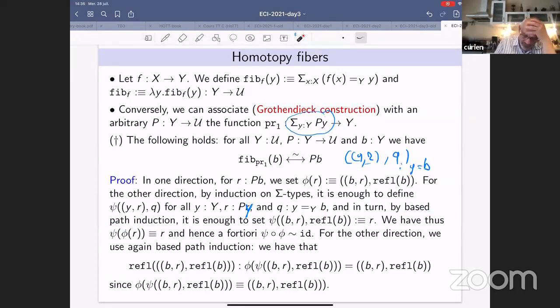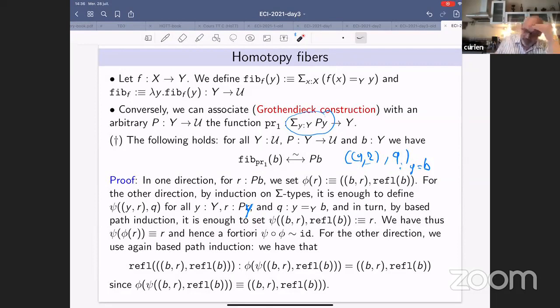So in order to define this function, it's enough to do it when y is exactly b, and then when q is exactly the reflexivity. So it's enough to specify this function for (b, r, ref b). And then we set it to be definitionally equal to r. So by base path induction, I have a function psi.